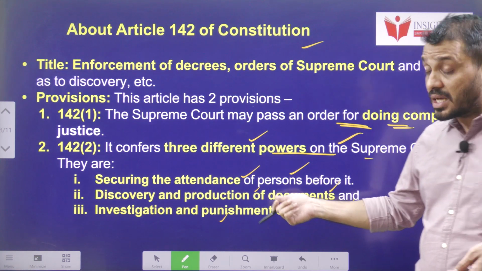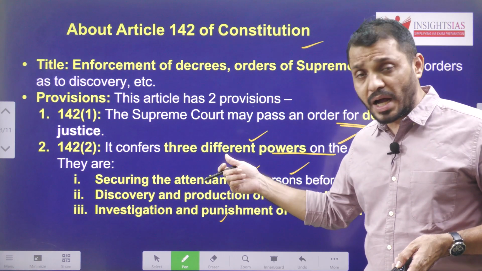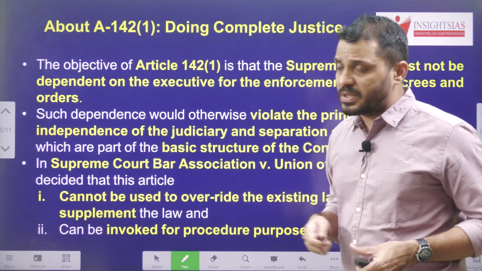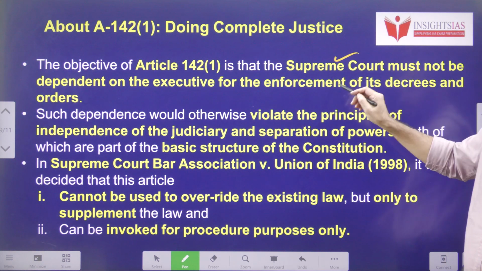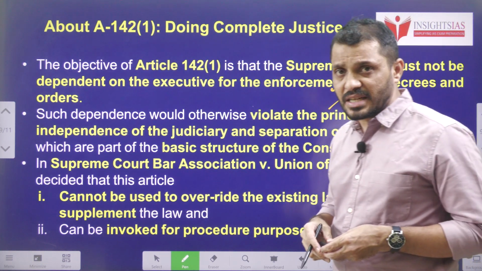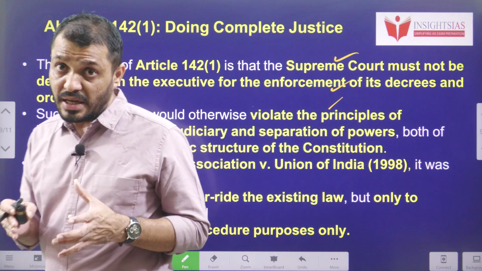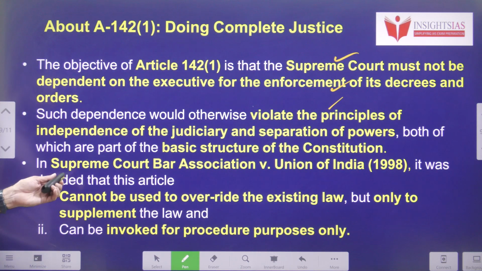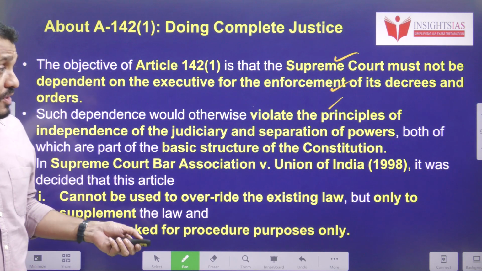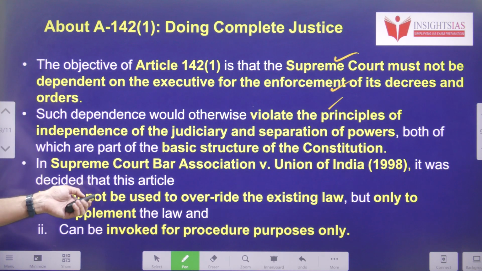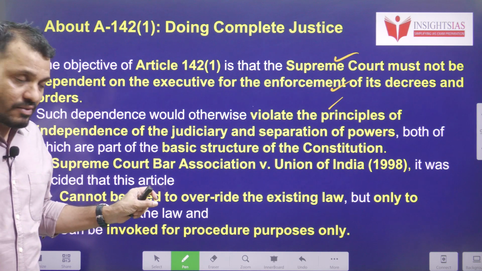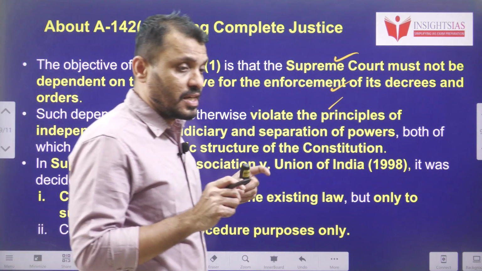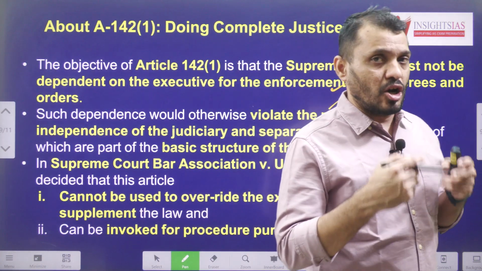And the Supreme Court may ask for the production of documents, and may also order summoning of a person before the Supreme Court. The objective of Article 142 clause 1, I already told you: if a person cannot get complete justice in available forms, then obviously the Supreme Court uses Article 142 clause 1. In the Supreme Court Bar Association versus Union of India 1998 case, it was decided that the Supreme Court cannot use Article 142 to override the existing law. If a particular law is already there, the Supreme Court cannot override that law.